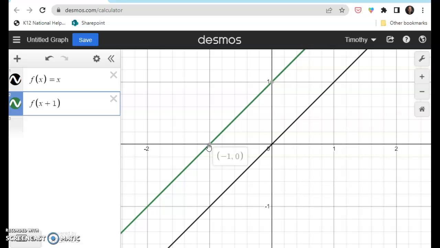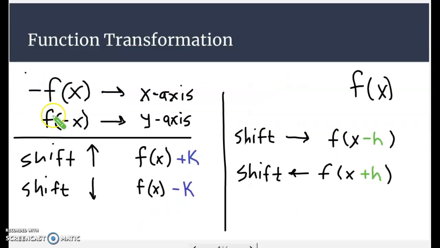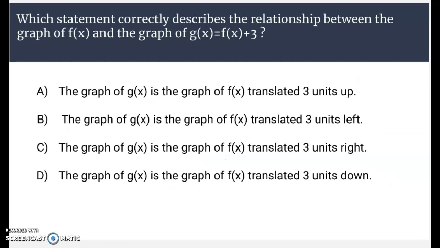All right, so that's just a very simple demonstration of function transformation. Desmos allows you to do this really easy. All right, let's try some multiple choice questions and try out some of these ideas here.